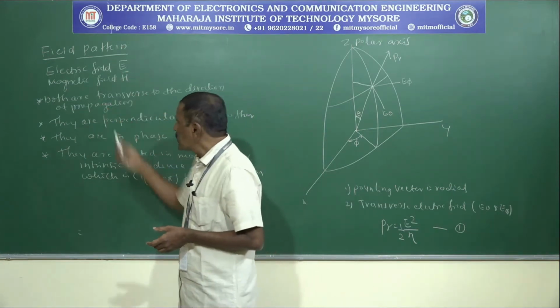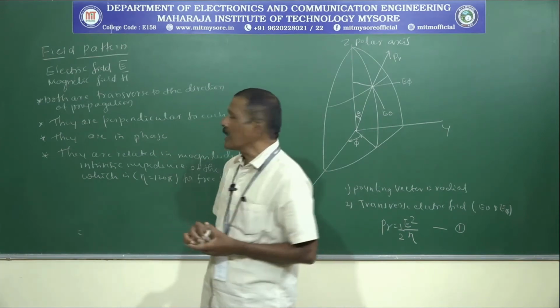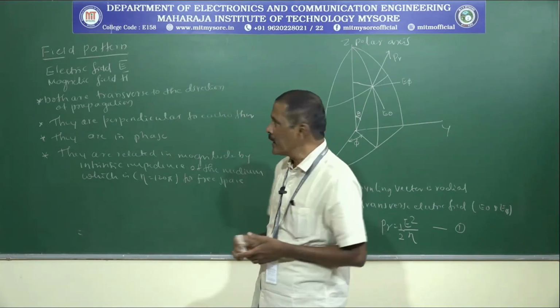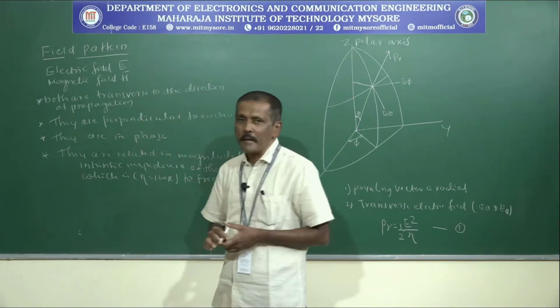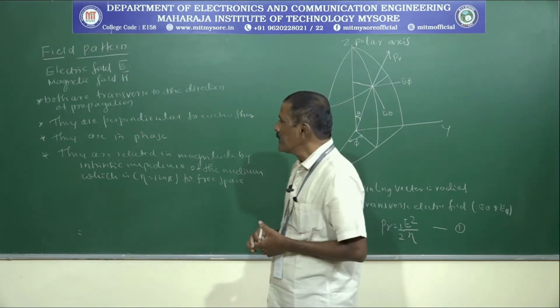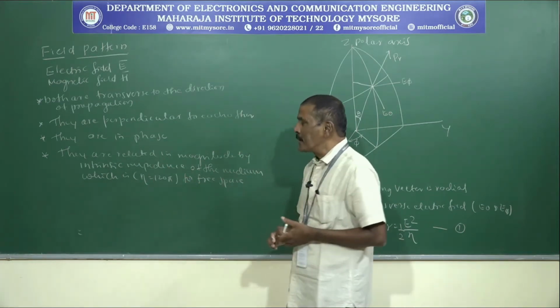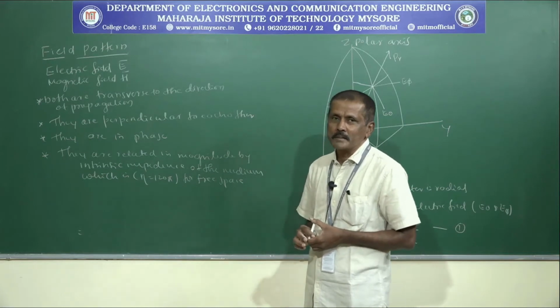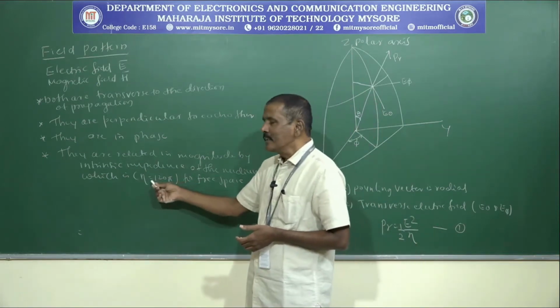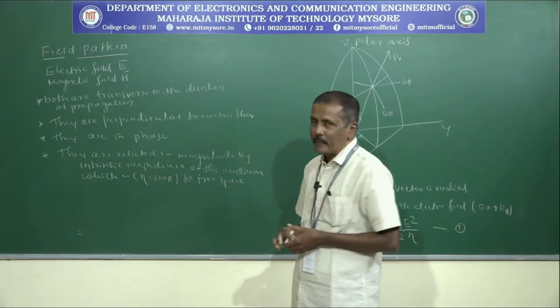Now, both are transverse to the direction of propagation, that is the electrical field component and the magnetic field component are transverse to the direction of propagation, and they are perpendicular to each other, and they are in phase, and they are related in magnitude by the intrinsic impedance of the medium. So that is intrinsic impedance of medium is called 120 pi for the free space.